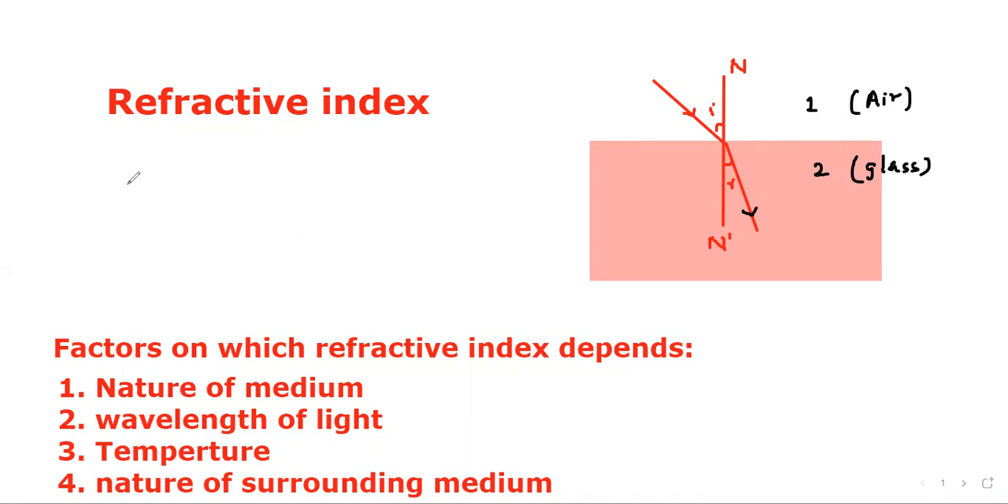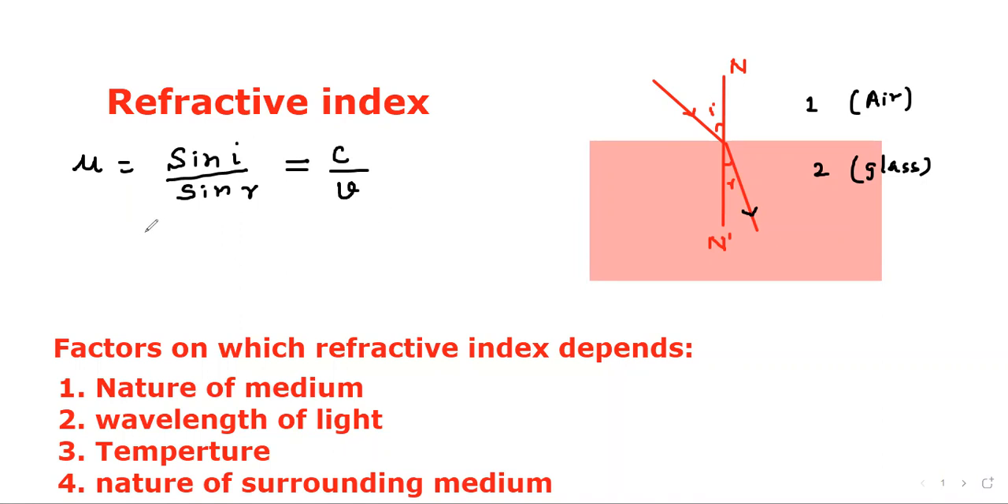Now we define refractive index. Refractive index mu is equal to sine of angle of incidence divided by sine of angle of refraction. It is also defined as the ratio of speed of light in air divided by speed of light in the medium.